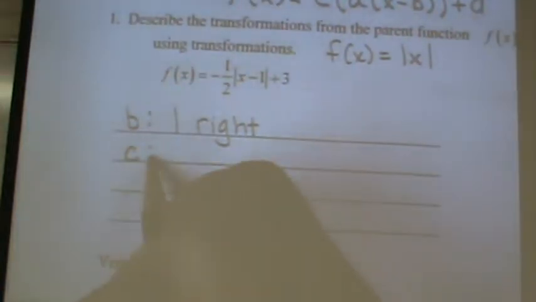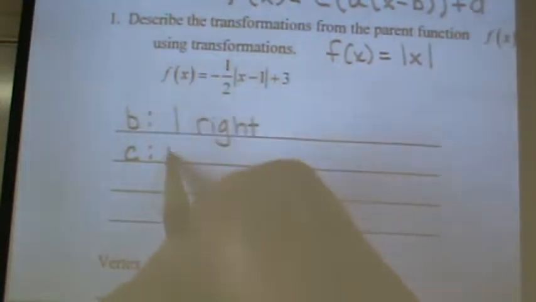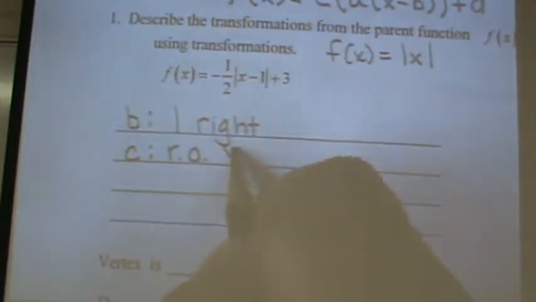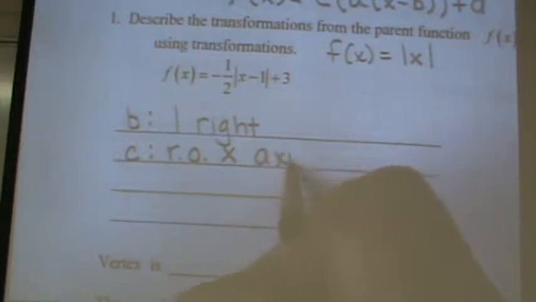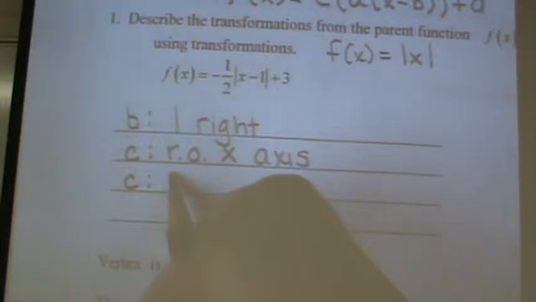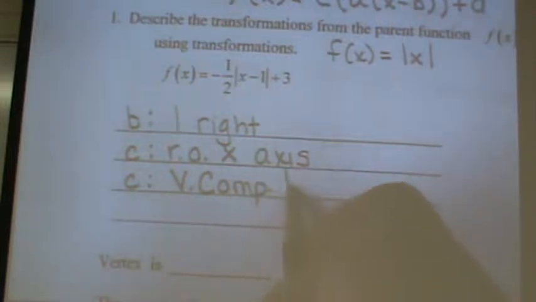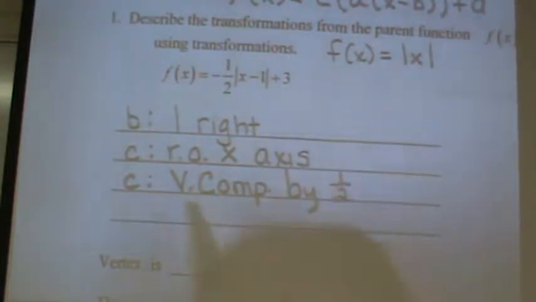What's the C gonna do? Flip it. Reflection over the x-axis. Is there another C value? Vertical compression by what? 1/2, and then the last thing. Up 3.